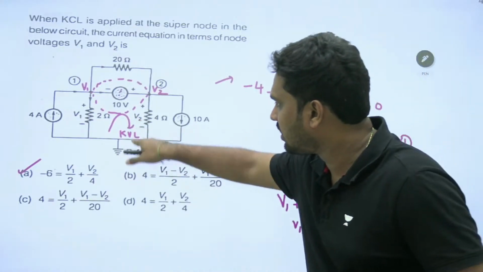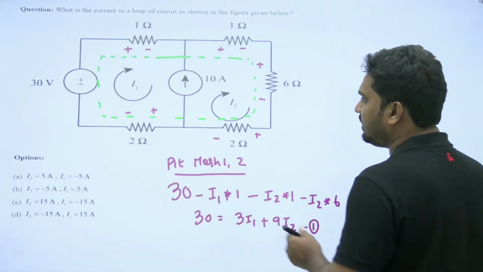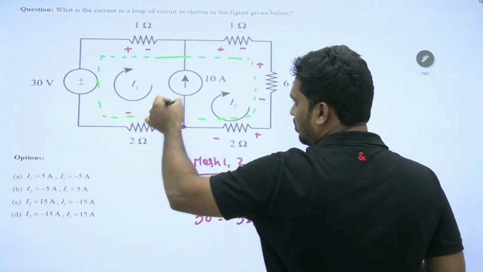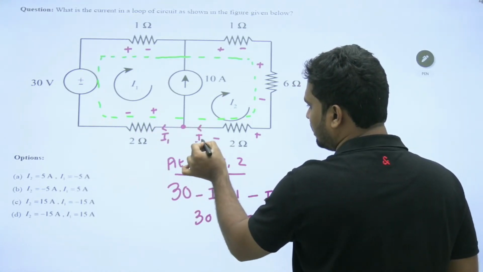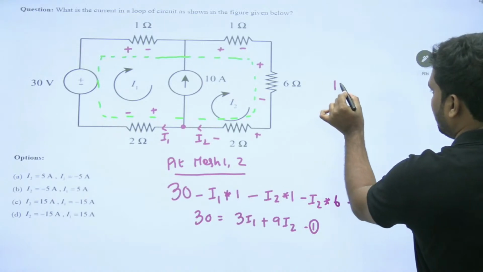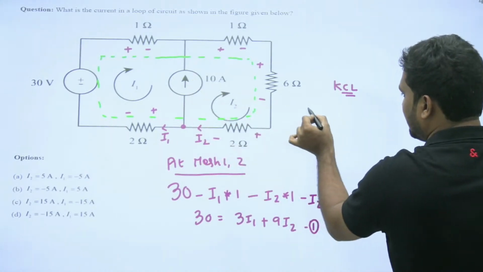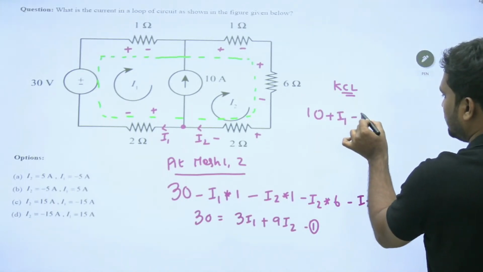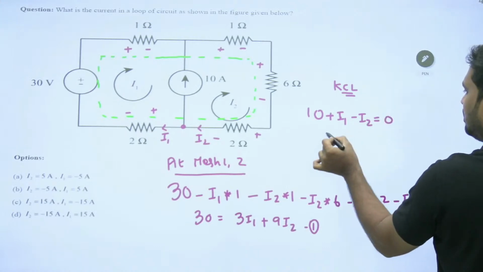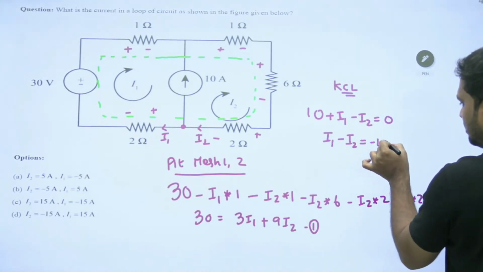He applied the KVL, na, same way here at this node apply KCL. What is the leaving current? I1. What is the entering current? I2. So आपका KCL क्या? 10 is leaving, I1 is leaving, I2 is entering. So I1 minus I2 equal to minus 10.